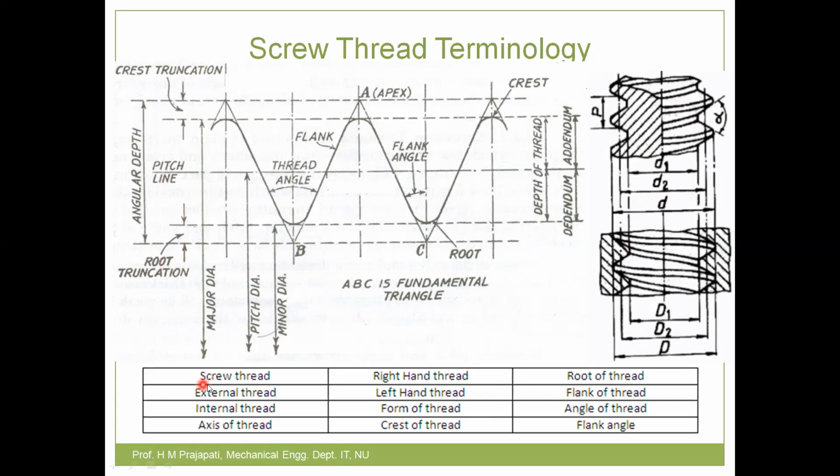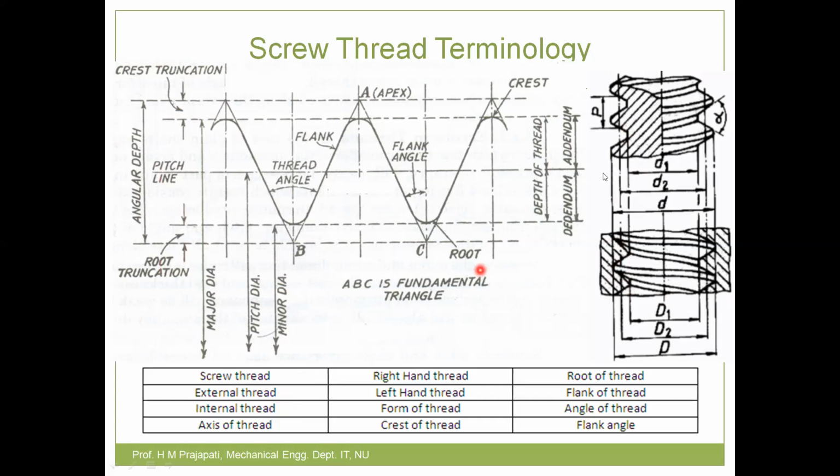So first we are starting with the screw thread. What is a screw thread? A screw thread is nothing but a helix groove cut on an external cylinder or inside a hollow cylinder. That is called a screw thread. If you look here, you can see this type of profile. This profile is called a screw thread. Similarly, this curve is called a helix curve. If the helix is cut on the outside of a cylinder, that is called an external thread. If the helix is cut inside a hollow cylinder, that is called an internal thread. So that is external thread and internal thread.